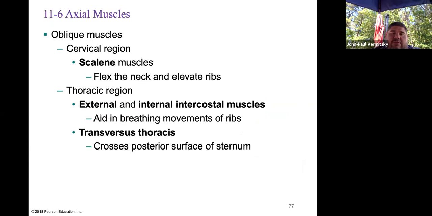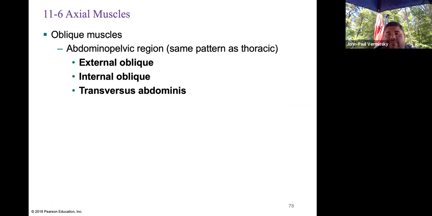With your oblique muscles, you have your scalene muscles. This is going to flex the neck and elevate the ribs. In the thoracic region, you have your external and internal intercostal muscles. This is sort of the meat in between the rib bones. And then the transverse thoracic muscle. This is going to cross the posterior surface of the sternum.